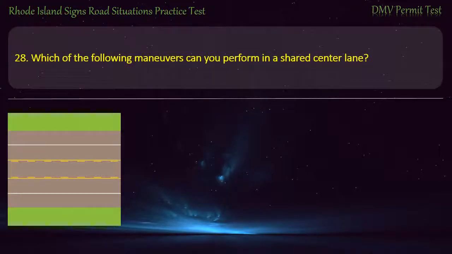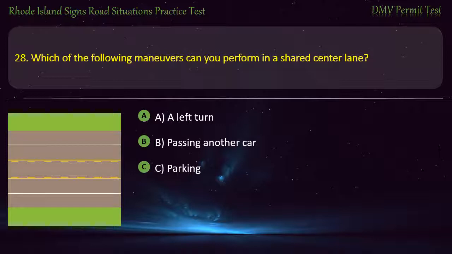Question 28. Which of the following maneuvers can you perform in a shared center lane? A. A left turn. B. Passing another car. C. Parking. D. Answers A and B. Answer. A. A left turn.